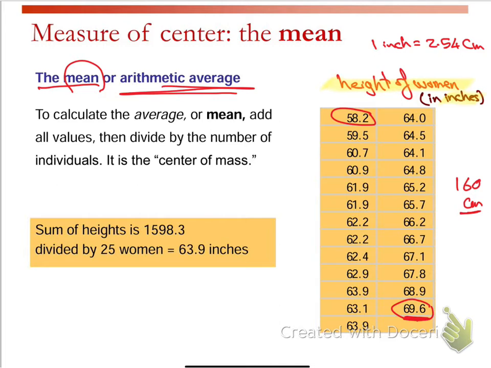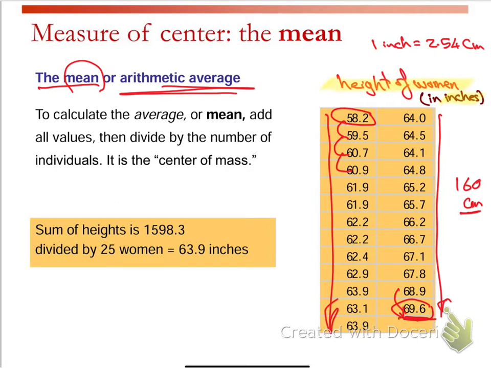So I have to sum all of them and divide by the number. And the same way we are going to do here. In order to get the average of all these heights, okay, we have to sum all of them. So 58 plus 59 plus 60.7 plus 60.9 and so on until we reach 69.6.